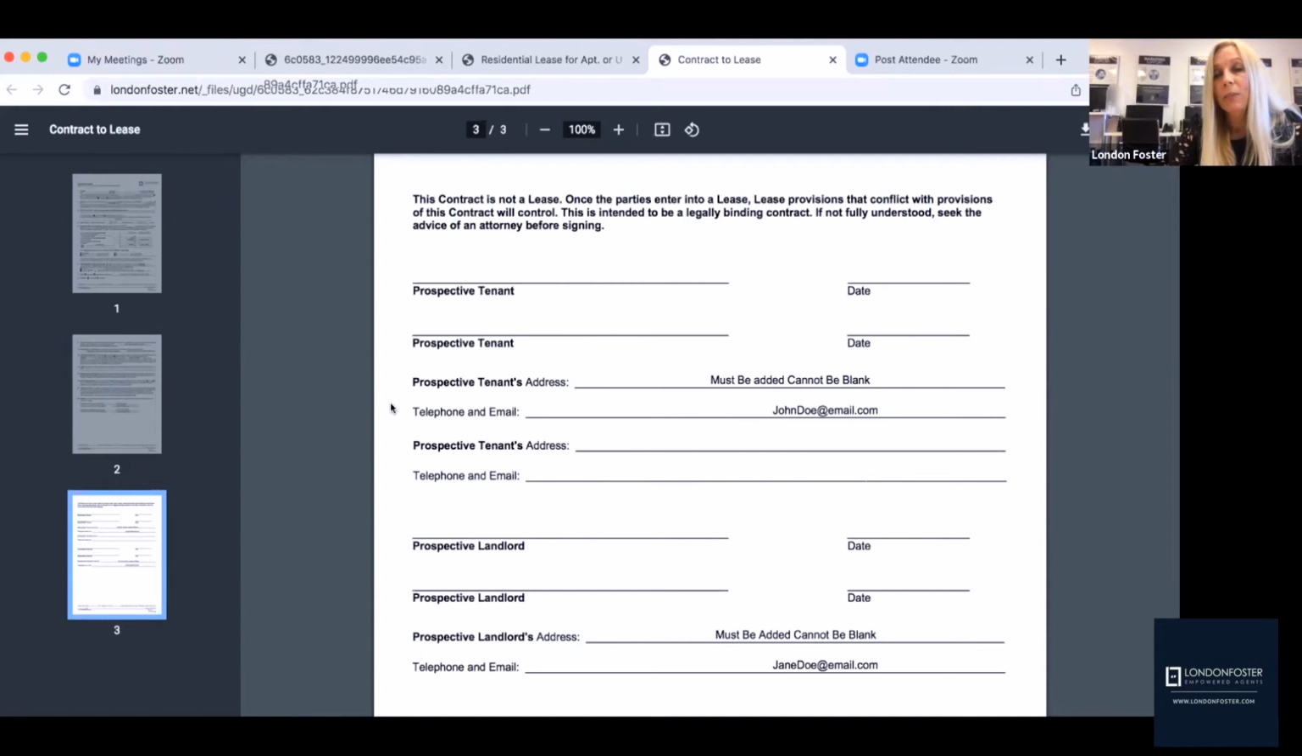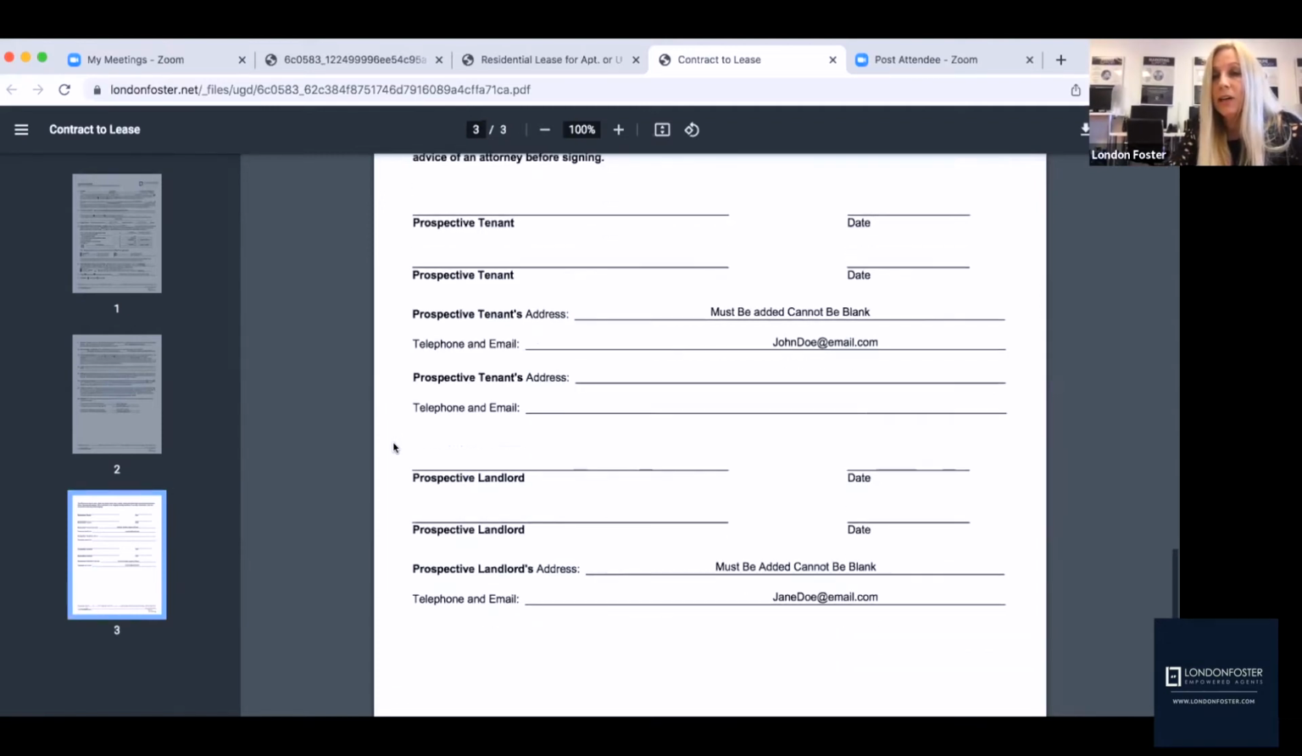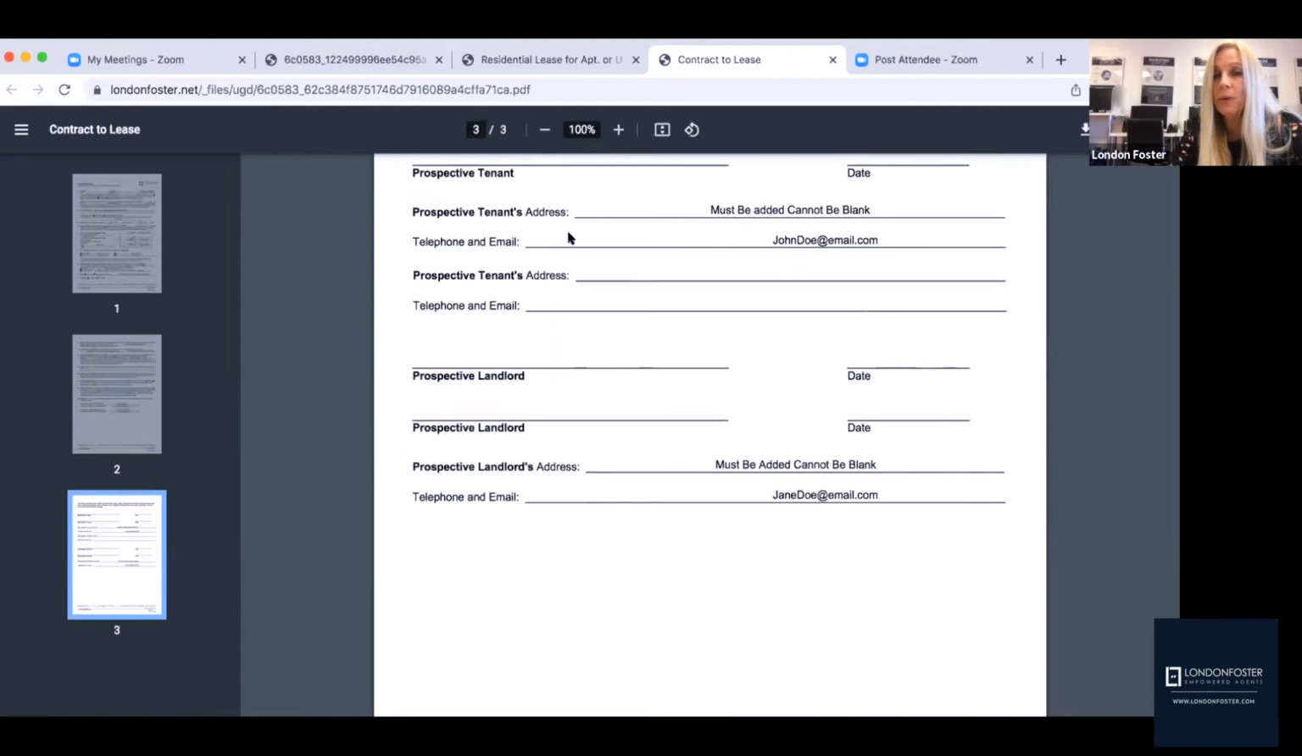So I know a lot of people don't like to give this information of their clients out to other agents, especially if it's just an offer. But this information legally in the state of Florida is supposed to be here. So please take note of that. Do not leave this blank. If there's two people, you're supposed to have both of them here.